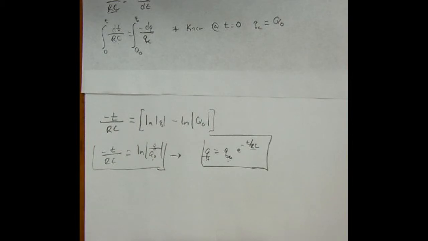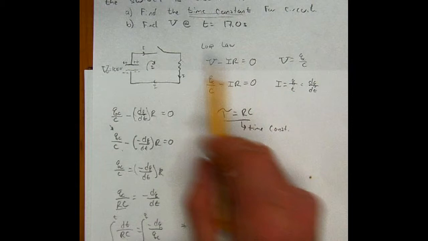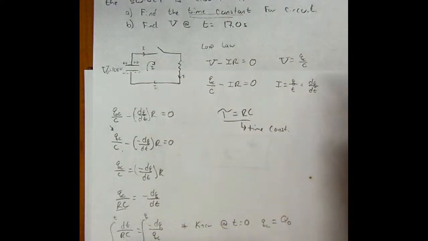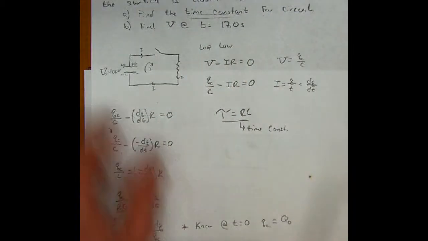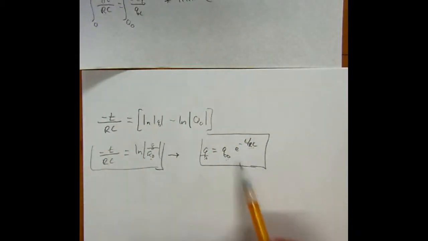Now, what we were trying to solve initially with this problem was, what is my time constant, part A? What is my time constant for the circuit? So I am essentially searching for that RC, my tau. And that's what I have here. Now with my initial conditions, let's see.